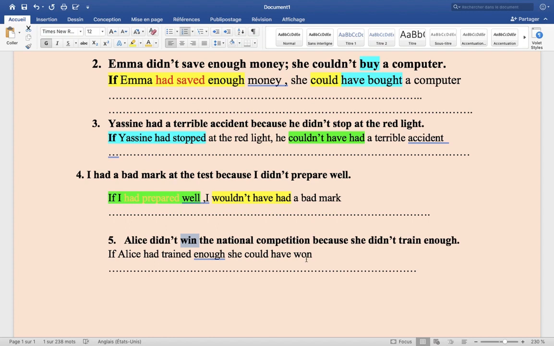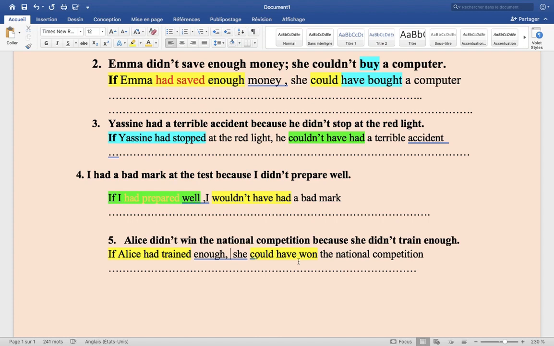She could have won the national competition. Here we have if plus the past perfect. Before I forget, we have a comma here. So, if Alice had trained enough, she could have won the national competition.